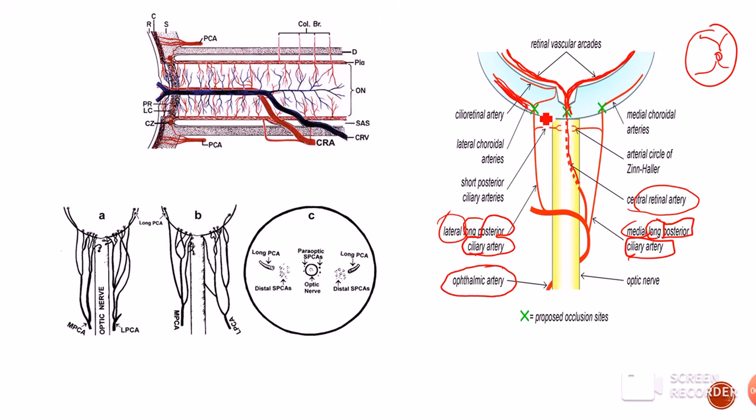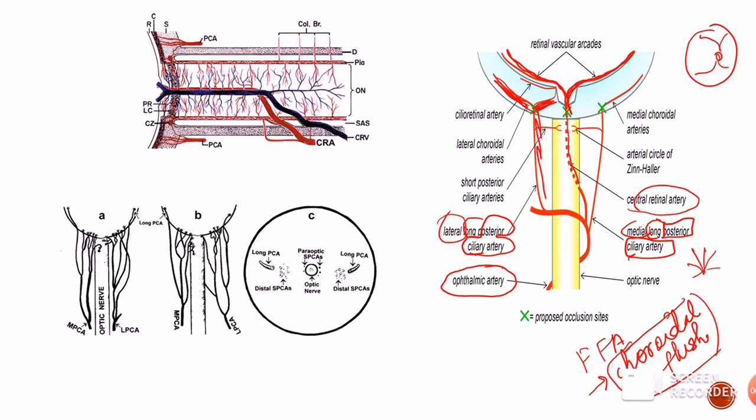And since they supply the choroid, and since they fan out much before the central retinal artery, whenever we do an FFA, the first structure that will be seen is the choroid, and the way it is seen is called choroidal flush. Further in the video I will tell you what is meant by choroidal flush, but what you should remember right now is that since the posterior ciliary artery comes first from the ophthalmic artery, and then we have the central retinal artery, the choroid is going to get filled up with the dye much before the central retinal artery.